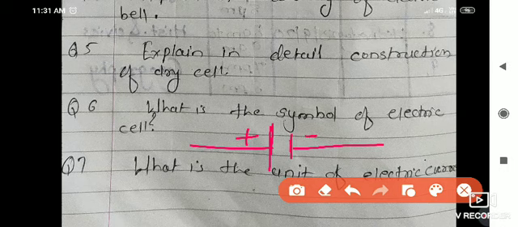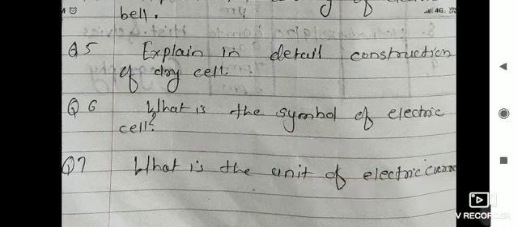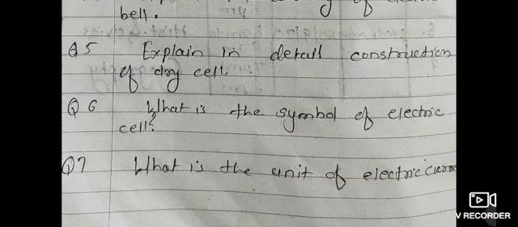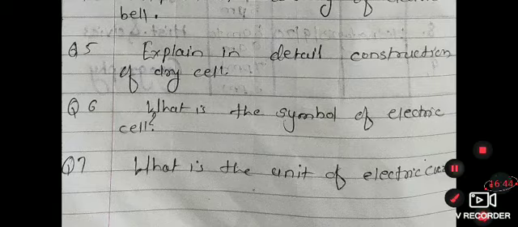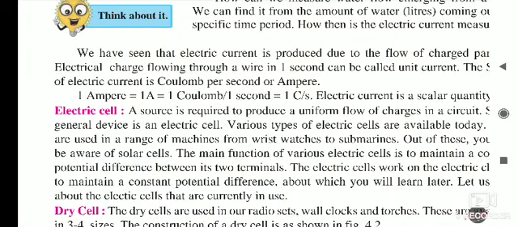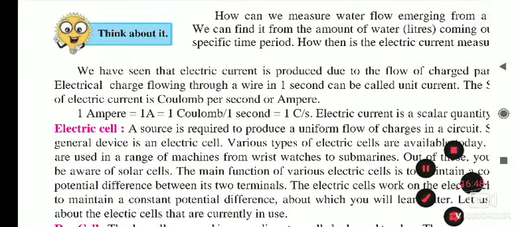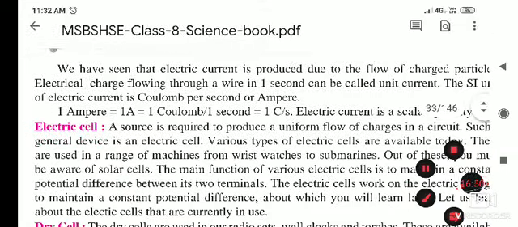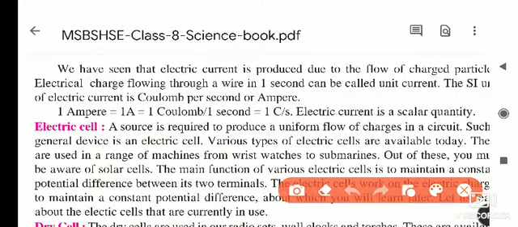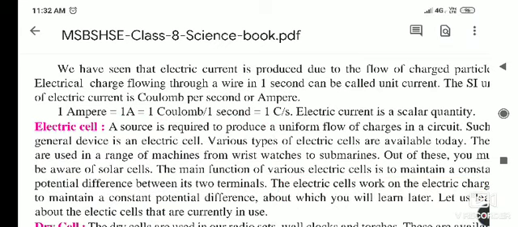After this, the last question of the open book test is: what is the unit of electric current? Actually, I repeated this question, and its answer is here only. 1 ampere is equal to 1 coulomb per second. That is the unit of electric current, and electric current is a scalar quantity. In that way we have to solve this test.